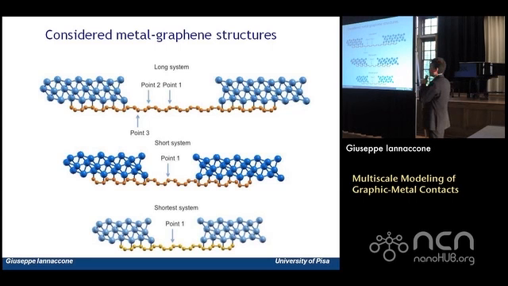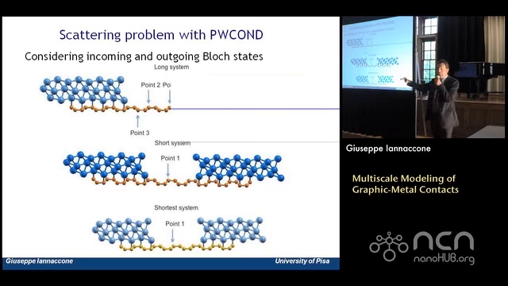Now, how do we proceed? First, we solve the electrostatics, basically, with Quantum ESPRESSO, and then we attack the transport problem. What do we do? We cut the graphene layer at a certain point, in one of the points shown in the figure. For example, here, we put a semi-infinite graphene lead on the left side and a semi-infinite metal lead on the right side, and then we can solve the scattering problem considering ingoing and outgoing Bloch wave functions. This is done within Quantum ESPRESSO by a specific module which is called PWCond.